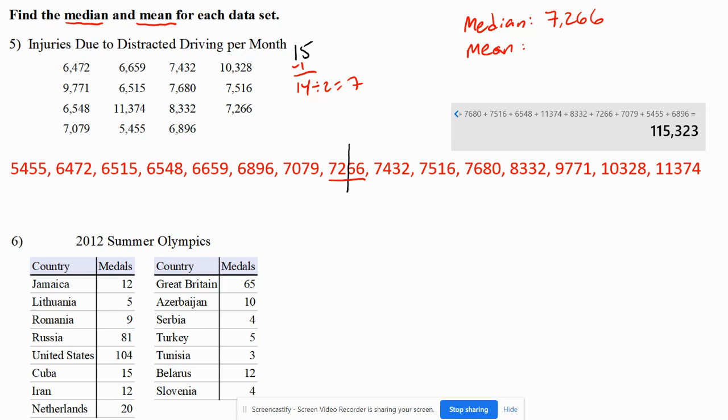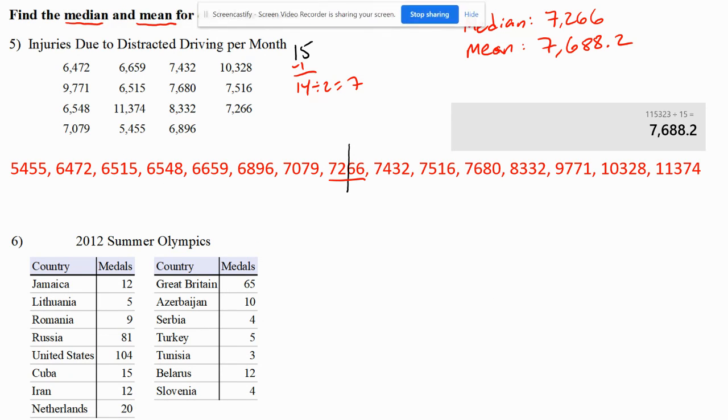Since there's 15 numbers, I'm going to divide my result by 15. So the mean in this case happens to be 7,688.2. I added all my numbers and divided by how many numbers I had.